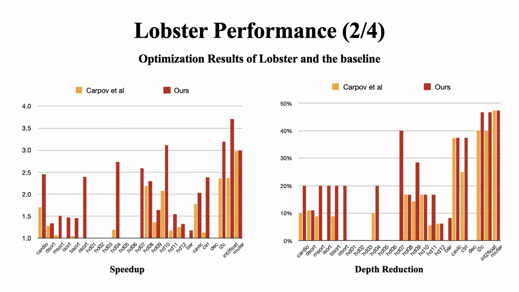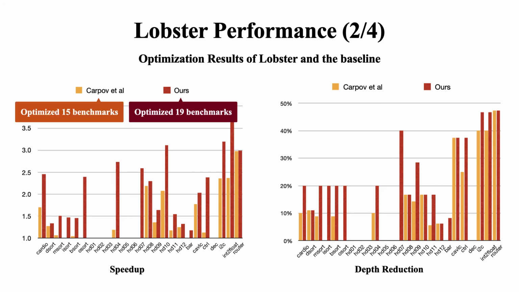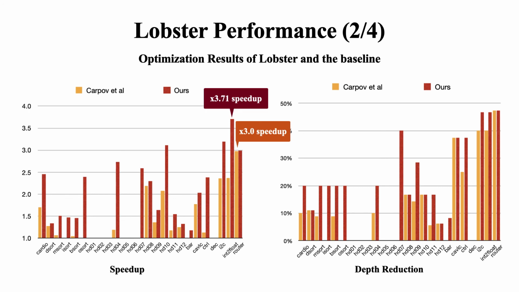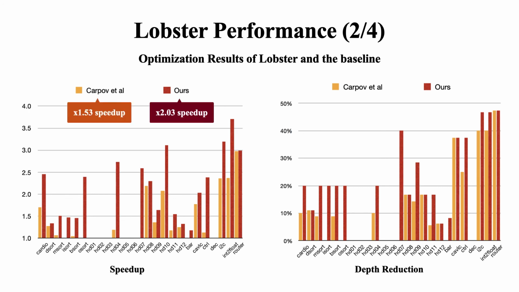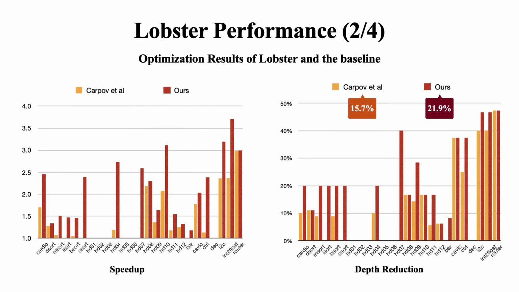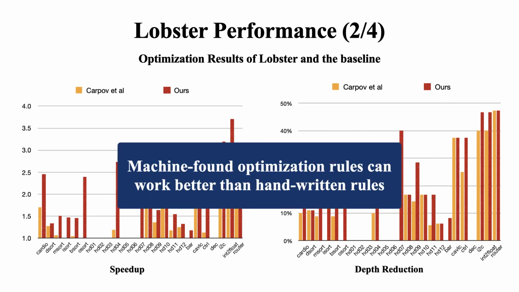We evaluated Lobster on these 4 kinds of benchmarks and compared it to the baseline optimizer. Karpov et al. is the state-of-the-art HE optimizer based on handwritten optimization rules. Lobster significantly outperforms the baseline in terms of success rate, speedup, and depth reduction. In detail, Lobster successfully optimized 19 out of 25 benchmarks and achieved nearly 4 times of speedup in maximum, 2 times of speedup on average. Also, Lobster reduced multiplicative depth by 22% on average. These results show that machine-found optimization rules can work better than handwritten rules.